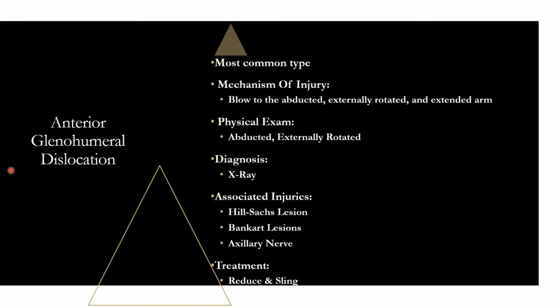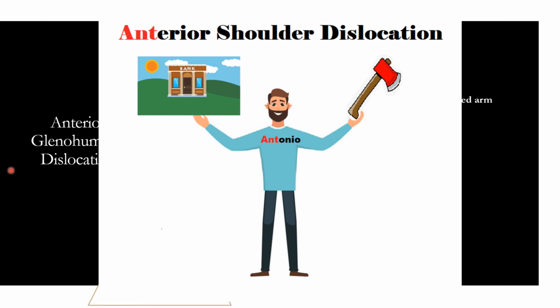So there are a lot of random things to know with anterior glenohumeral dislocations. So I have a mnemonic for you. How do you remember all the little things you need to know? The way you remember that is you remember a guy named Antonio. So Antonio is this guy. You can see here, and Antonio helps you remember anterior shoulder dislocation.